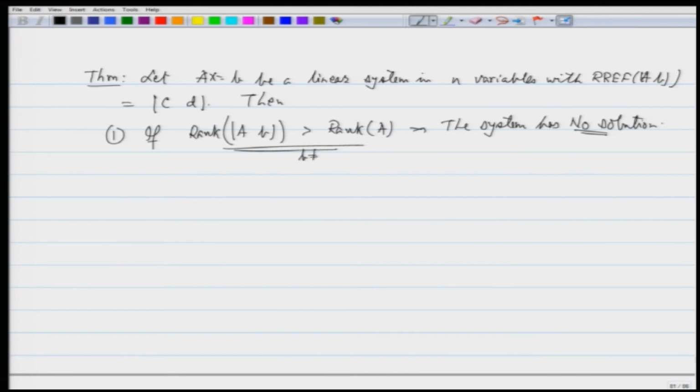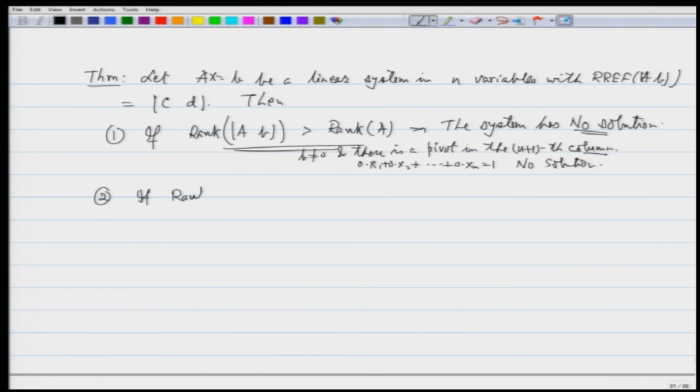So, you are already saying that B is not equal to 0, and there is a pivot in the n plus 1th column, all right. And therefore, you have the system 0 times x1 plus 0 times x2 plus 0 times xn is equal to 1, no solution. Fine. So, now the case is when they are equal. So, if rank of AB is equal to rank of A.